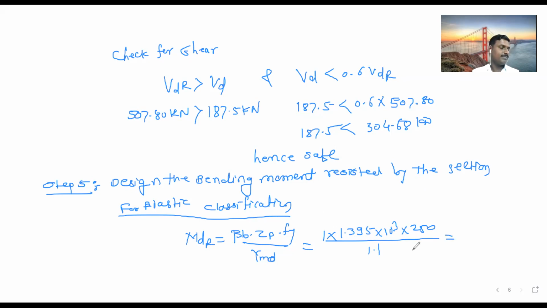So how much is MDR? MDR is 317.04 into 10 raised to 6, which is 317.04 kilonewton meter.